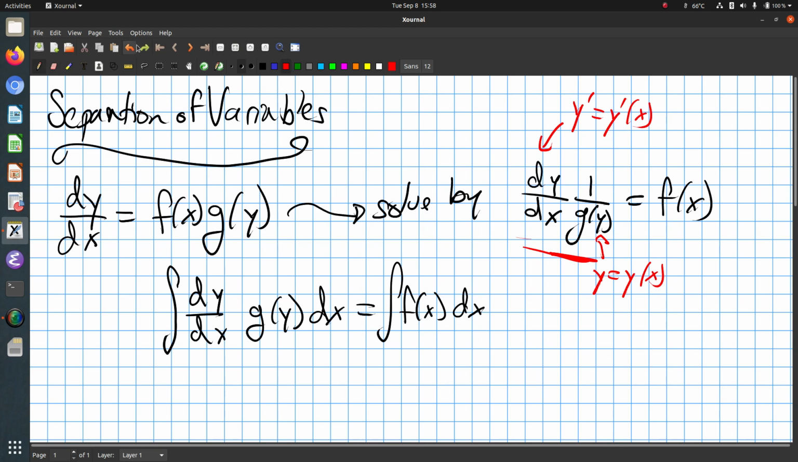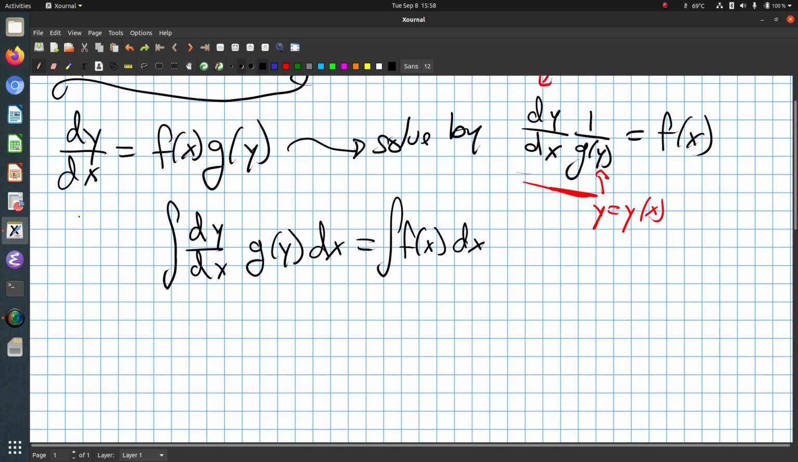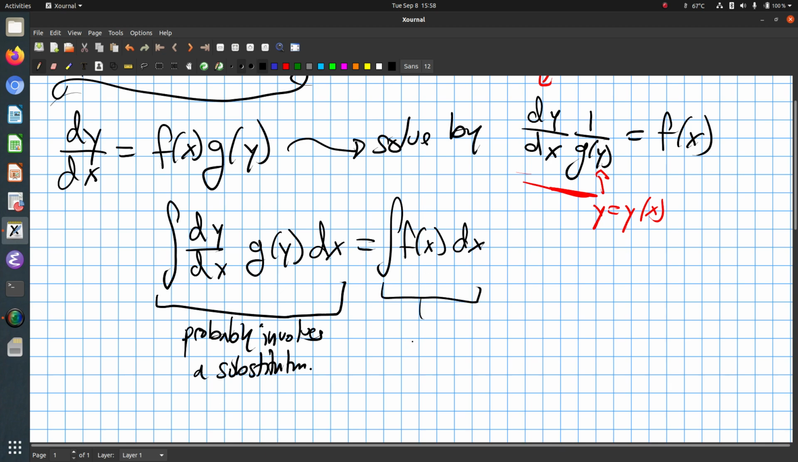Okay, so proceeding, you will notice that in essence the left side of this expression, this guy here, probably involves a substitution. But one way or another, you can evaluate it, and this guy here just integrate outright, or anti-differentiate outright. And don't forget the plus c.